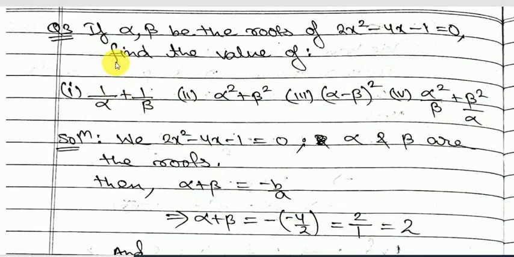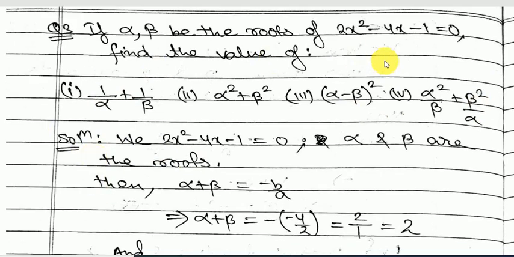Question number 3. If alpha and beta are the roots of this quadratic equation, find the value of these four. So for this quadratic equation, alpha and beta are the roots, and we have to find the value of this.